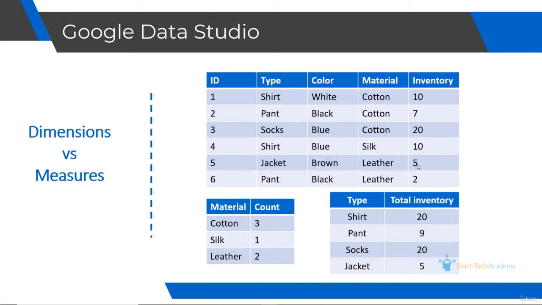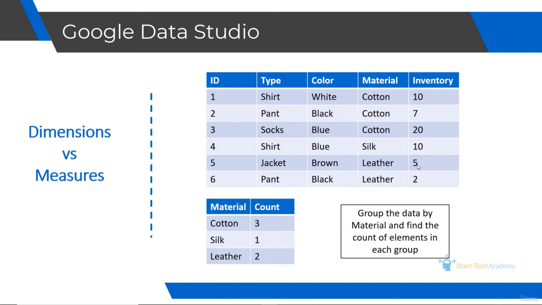These types of questions are answered by aggregating the data. That is, grouping together the data based on some dimension or group of dimensions. For example, here we will first group the data by material and then count the items which fall in each group. So in the cotton group, 3 items fall and we write that count as 3.